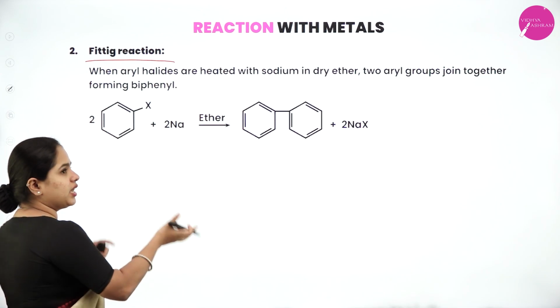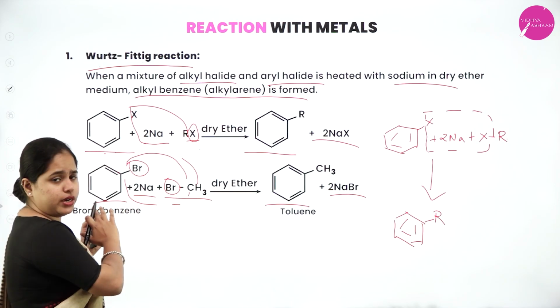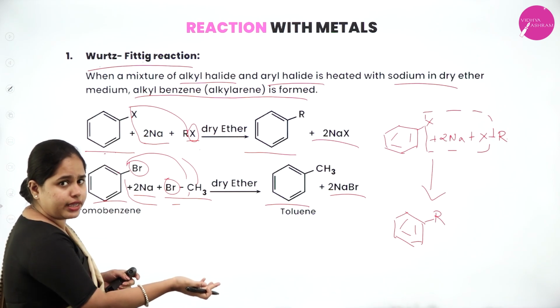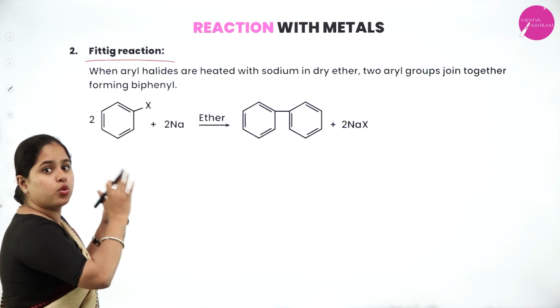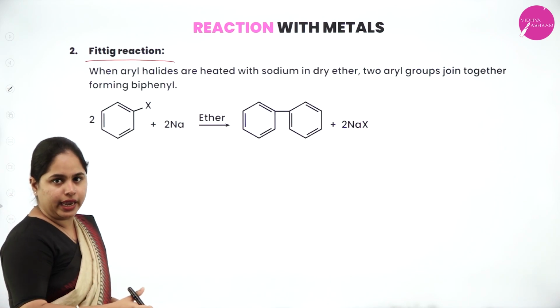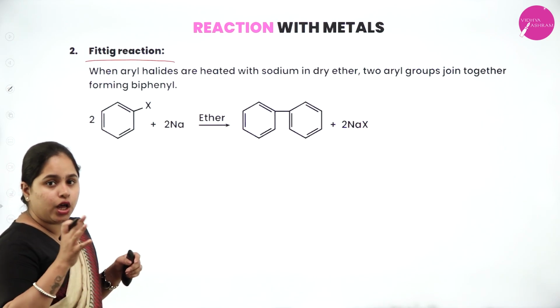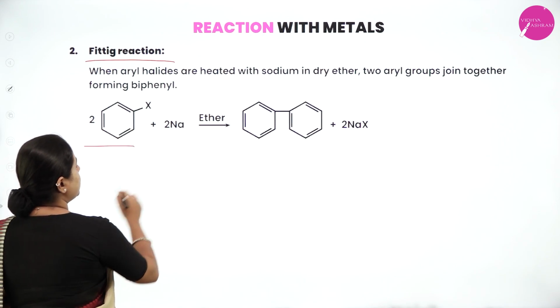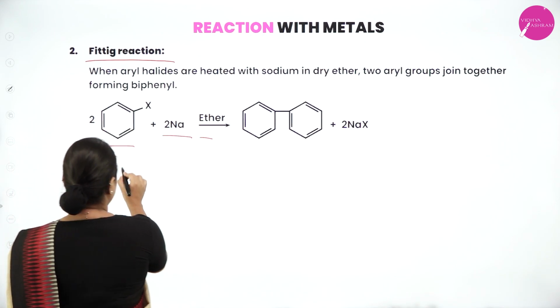So instead of taking, as you saw, one haloarene and one haloalkane, in the Fittig reaction we are only going to take haloarene. In the Wurtz reaction, only haloalkane. In the Fittig reaction, only haloarene. So 2 moles of haloarene in the presence of sodium and dry ether. What is going to happen?